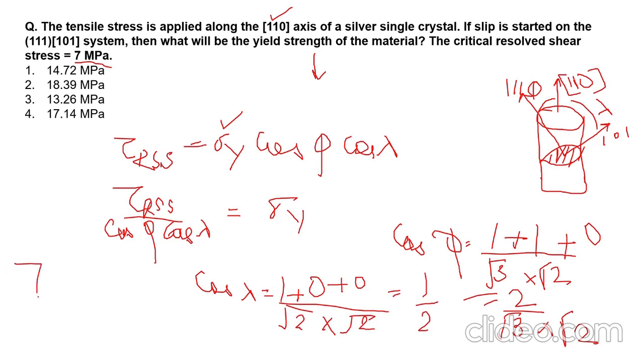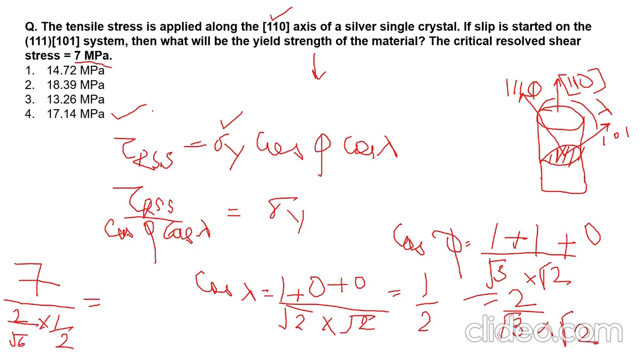Now you can put the values in this equation. You have 7, your critical resolved shear stress, the cos of phi is 2 by root 6, multiplied by cos of lambda, that is 1 by 2. So now you can tell me what is the right option. 17.1, that is the last option. So this is your correct answer. You can calculate your yield strength based on the angles and your critical resolved shear stress.